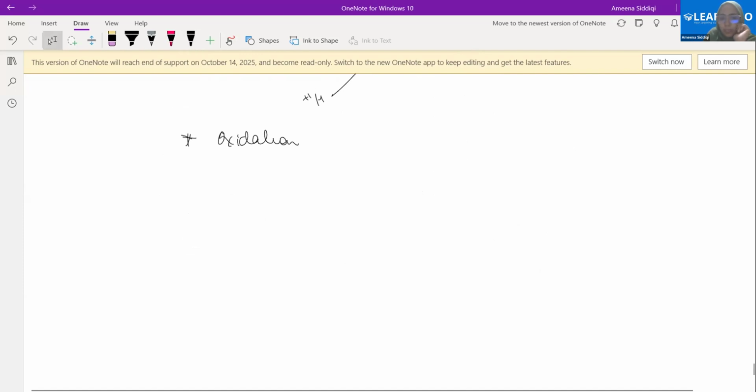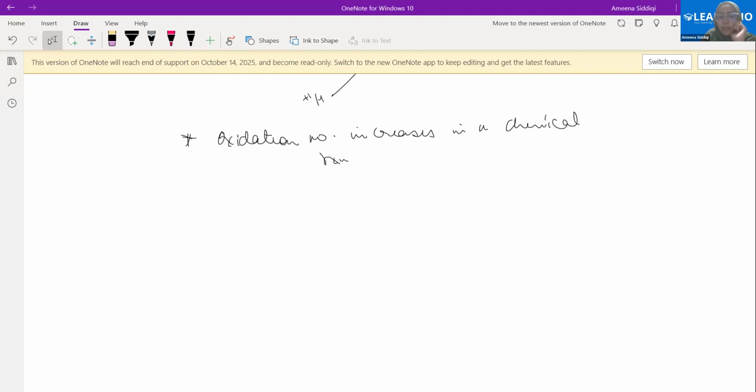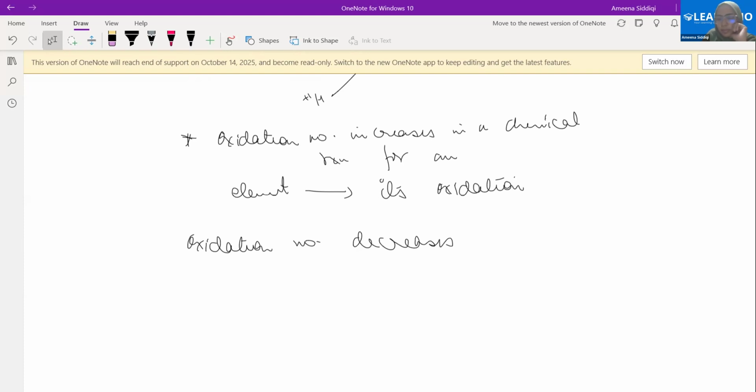Now, the main point: if the oxidation number of an element or a compound increases in a chemical reaction, that is oxidation. I will tell you with examples. If the oxidation number decreases in a chemical reaction, it's reduction.